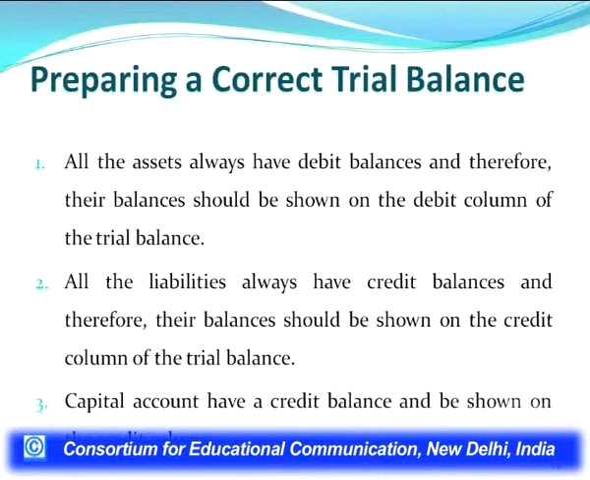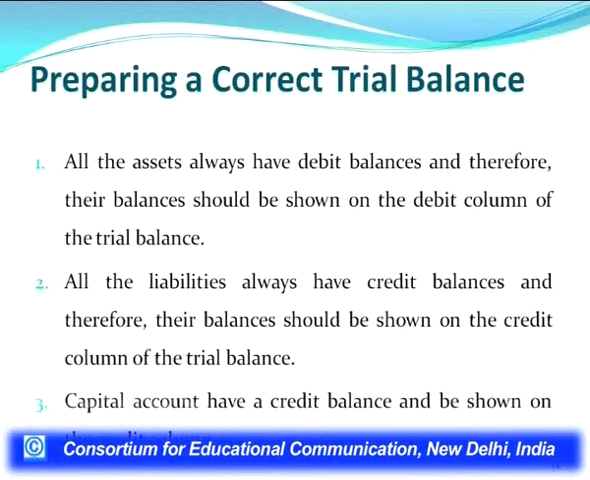So what are the important rules which you should keep in mind while preparing a correct trial balance? Number one, the first point relates to assets. We know that assets have value for the firm, and as per the rules of debit and credit, an increase in asset is debited, so they will show a debit balance. So all asset accounts always have a debit balance. Their balance should be shown in the debit column of the trial balance. If by error the balance is given on the credit side, it means it is incorrect or wrong. We can check the ledger accounts to find the error and correct it.